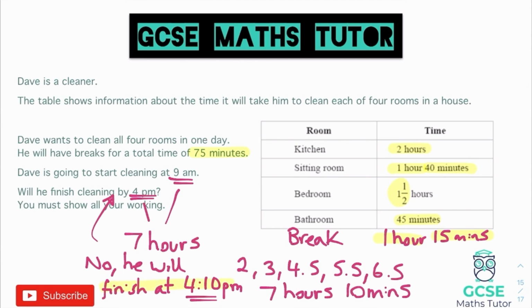Now, obviously, I chose a particular way of adding those numbers together. You can do any particular way that you want here, but as long as you're getting 10 past 4, then your method's obviously absolutely fine. But 10 past 4 is the answer there, so no, he will not finish at 4 p.m.